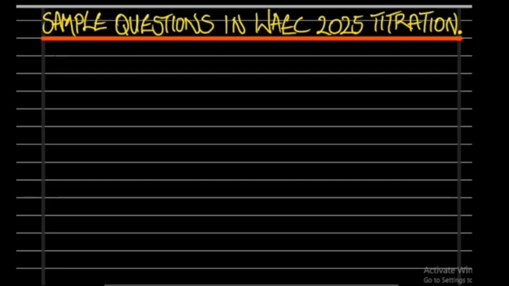Now, there are some basic rules that we need to know about this titration. Number one, what we'll be working with, we have our sample A, which is our acid. Our acid is HCl.